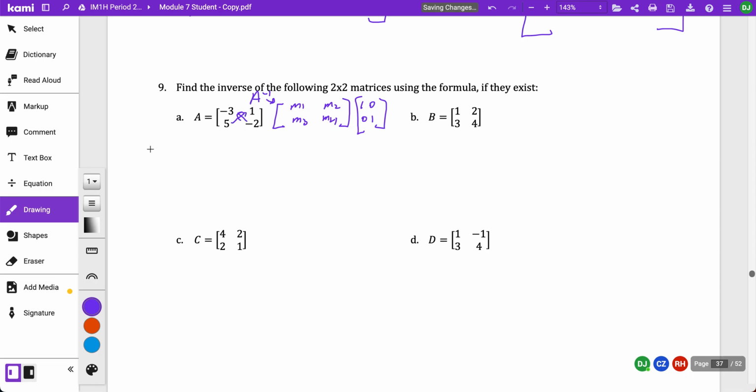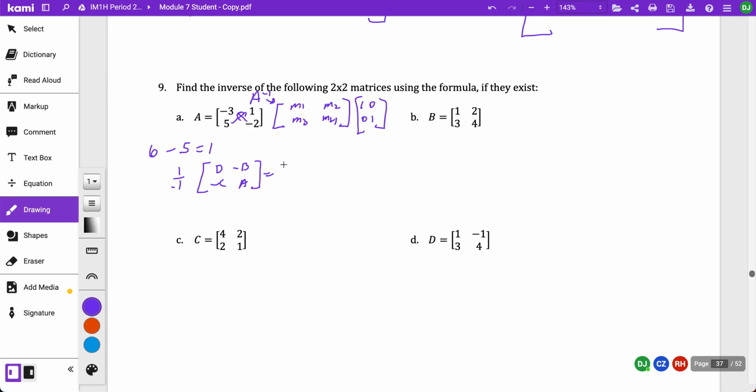So negative 3 times negative 2 is positive 6. 5 times 1 is 5. So that means the determinant is 1. Now, if we're using this formula exactly, it said 1 over the determinant, so 1 over 1, times, and then I'll write this here, it was D, negative B, negative C, A.